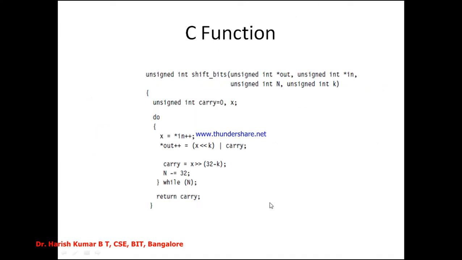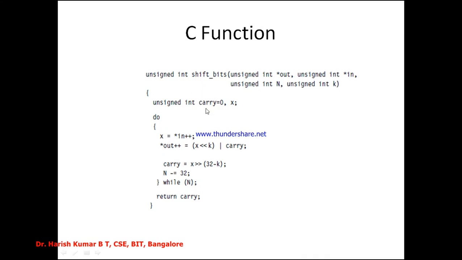Now here I have a simple C program to shift the data which is available in the memory upward in the memory by k bits. Here out is the new address to be computed, in is the pointer which is pointing to the data already stored in the memory location, n is the total number of bits, and k is the number of bits to be shifted upward in the memory.